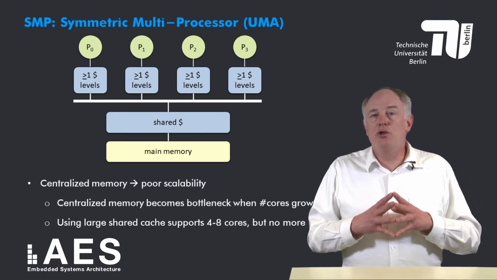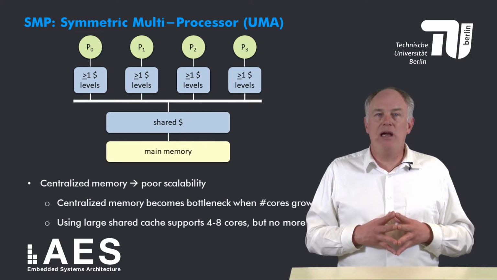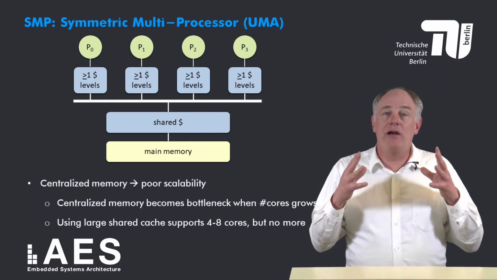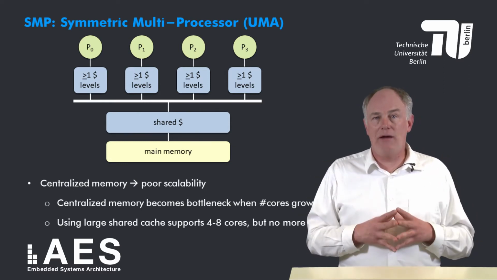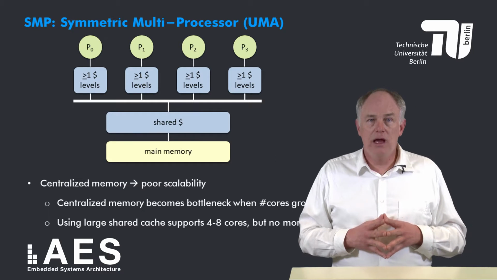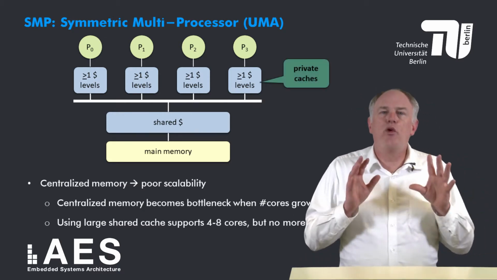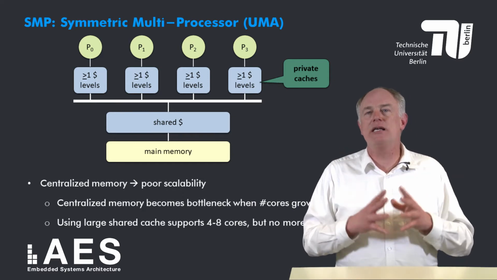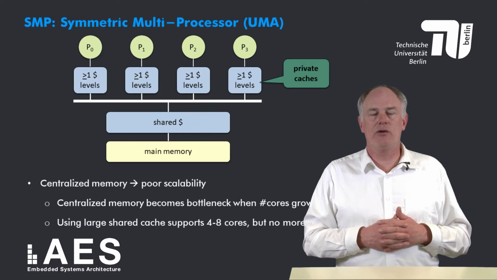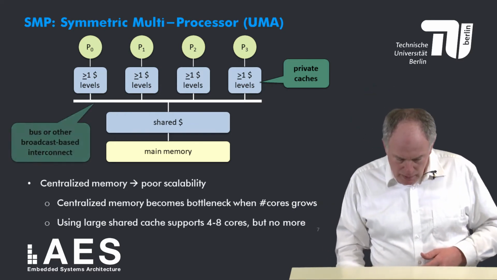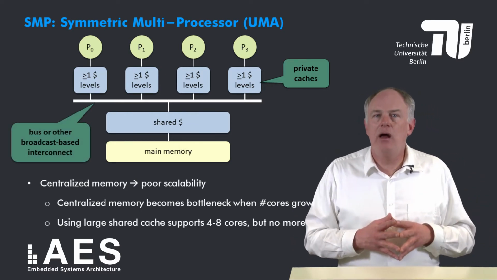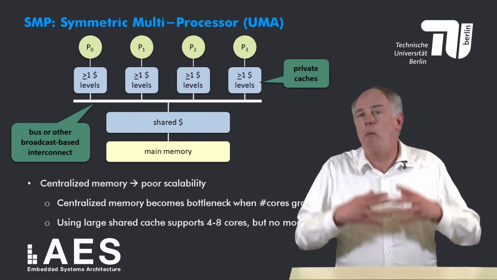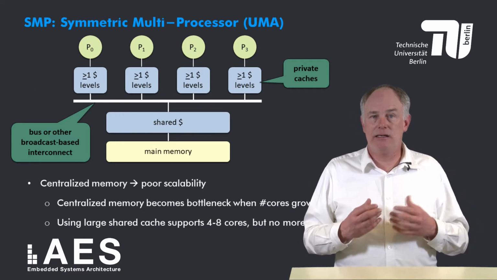This slide shows again the basic structure of an SMP. There are a number of processors, in this case 4, that are directly connected to one or more levels of cache. These are private caches, meaning that they can only be accessed by the processor or core directly connected to them. Furthermore, for reasons I will explain later, the processors are typically connected by a bus or some other broadcast-based interconnect.